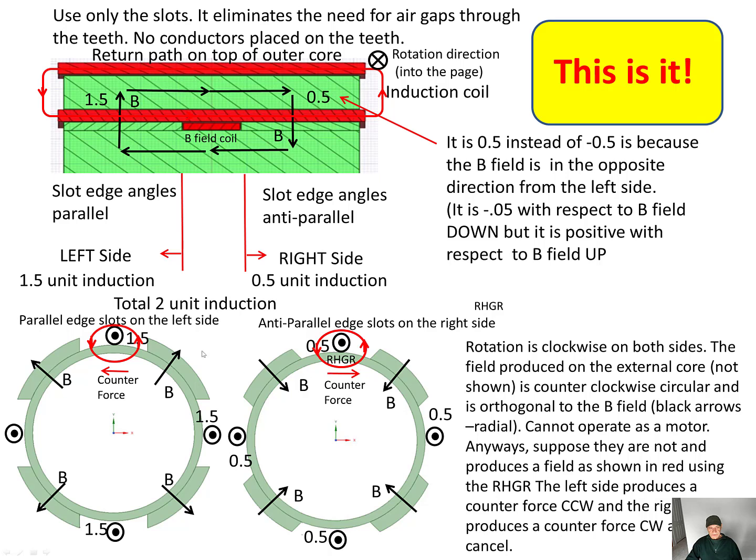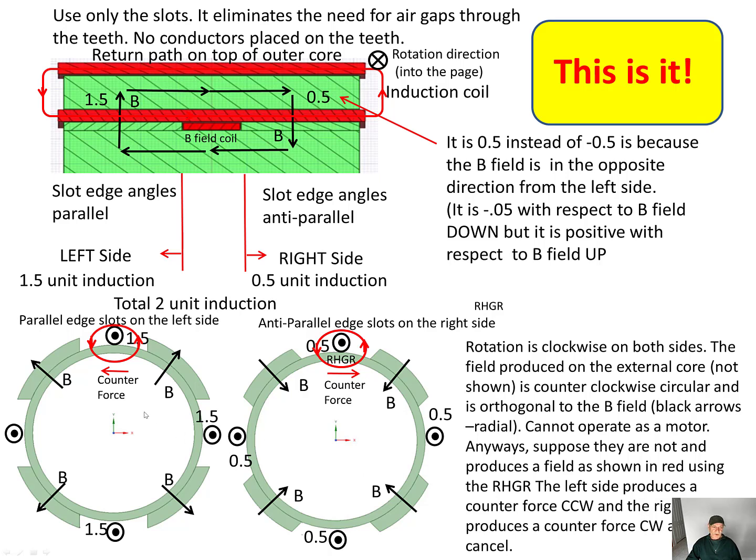Rotation is clockwise, so it's clockwise from both sides. On both sides, the field produced on the external core, not shown, is counterclockwise, circular, and is orthogonal to the B field, black arrows, radial. It cannot operate as a motor. Anyway, suppose it did, and it produces a field as shown in red using the right-hand grip rule. The left side produces a counterforce clockwise, and the right side produces a counterforce clockwise, and they cancel.